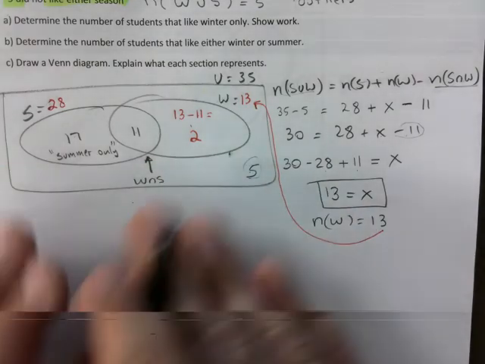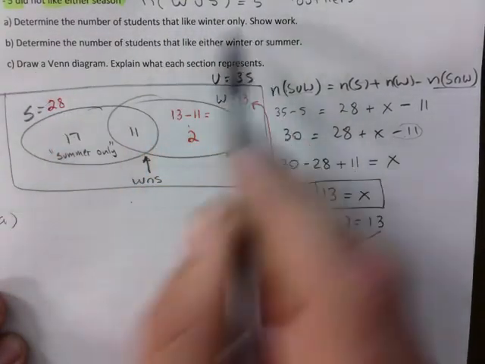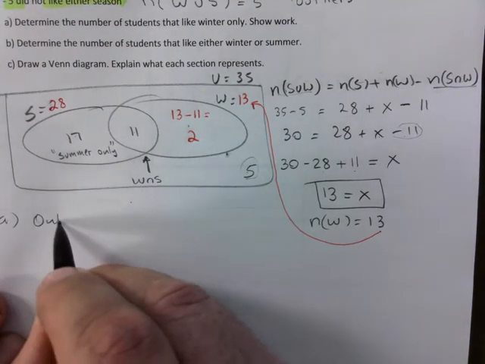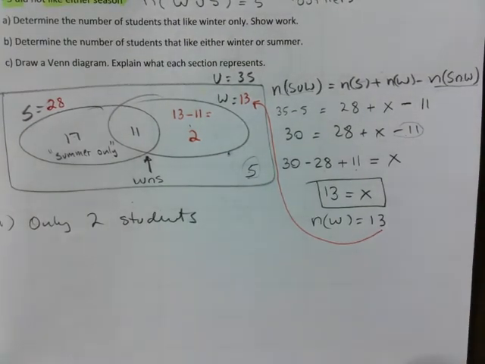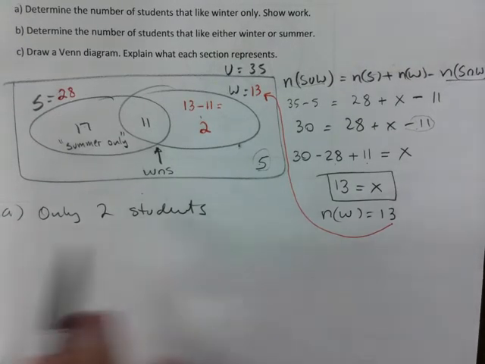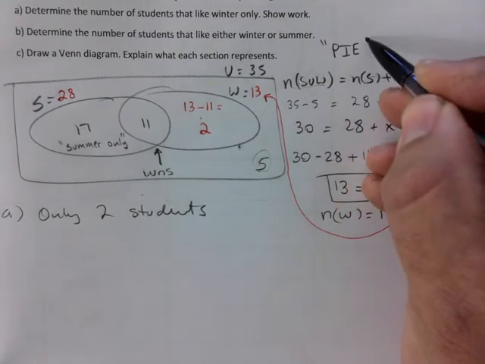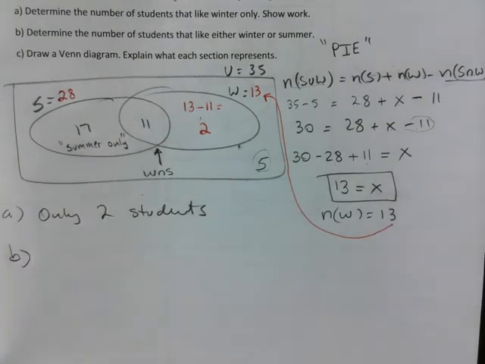So now that you fill this in, I answer. A, determine the number of students that like winter only. Right here. Only 2 students. And I'm going to set it up in such a way that you will have to show me some work to score marks for this part, because obviously we had to do a significant amount of work. Can I just put here, we use pi, okay? Try to make it as catchy as possible. That's all I came up with, right? Use pi for that.